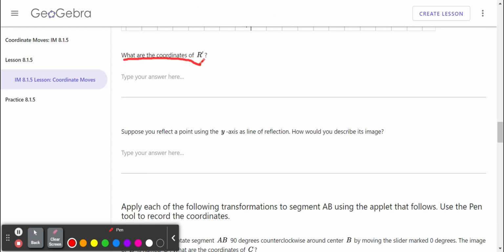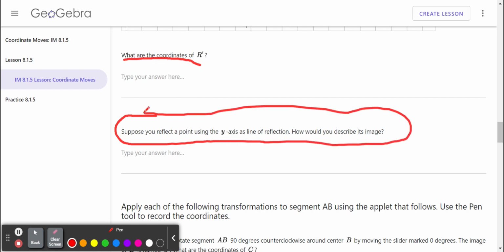What are the coordinates of R prime? And explain what changes when we use the y-axis as a line of reflection. Go ahead and answer these two questions.